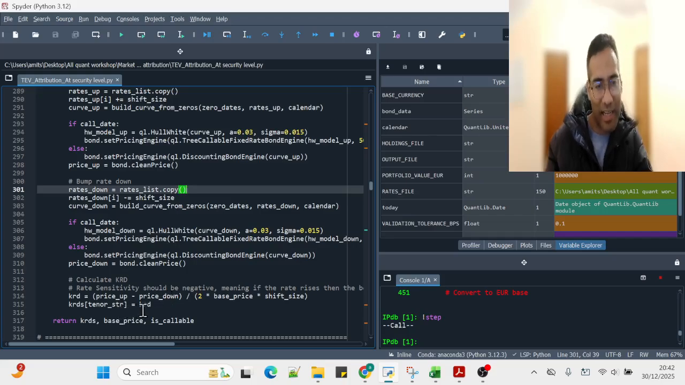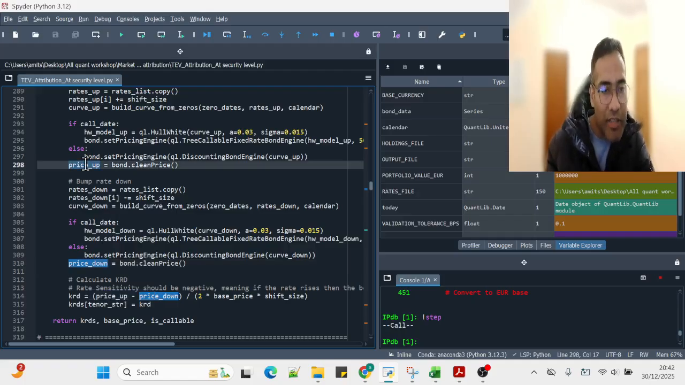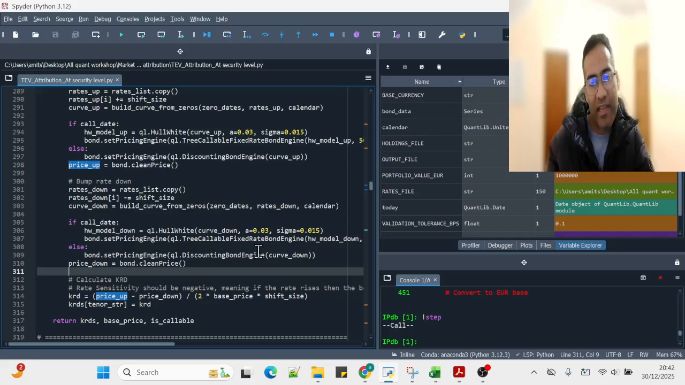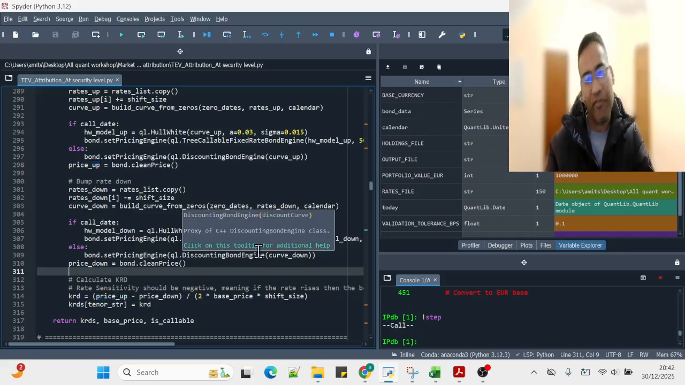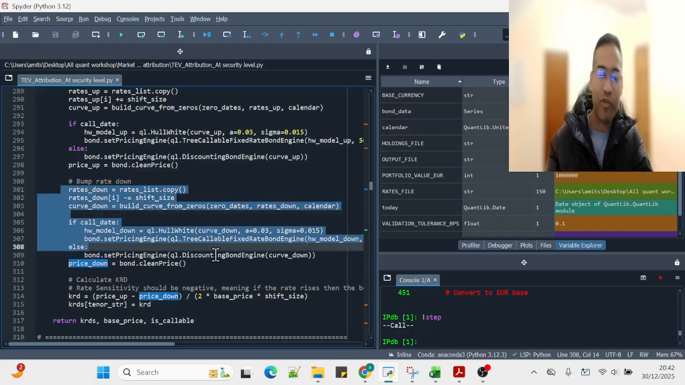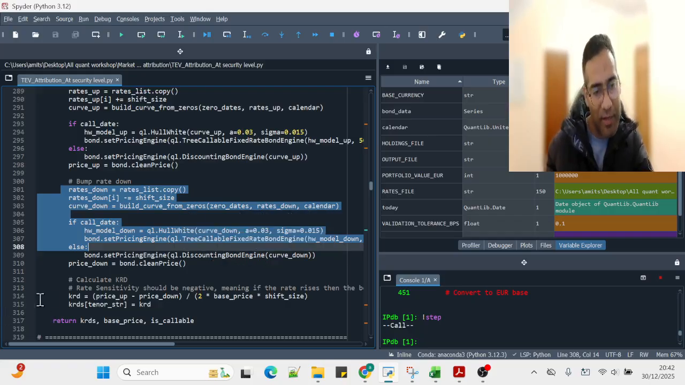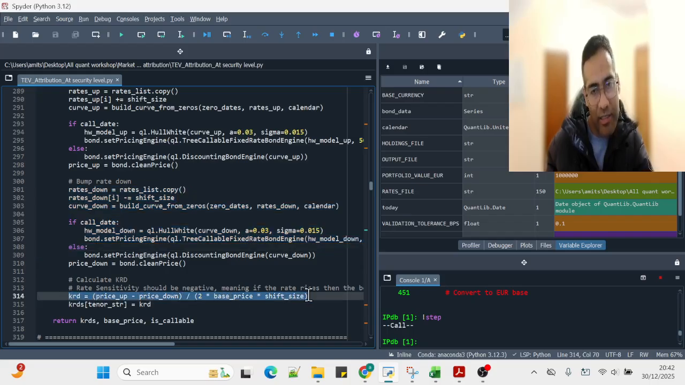And for that KRD, I will get the sensitivity. If I move that tenor rate up, then I get one price, that's price up. And if I move that tenor down by one basis point, like the 1 year rate, then I get one more price, price down. So the main point is that you shifted that tenor only by one basis point, and then you calculated the price, and the same for price down, and then you calculate the KRD.